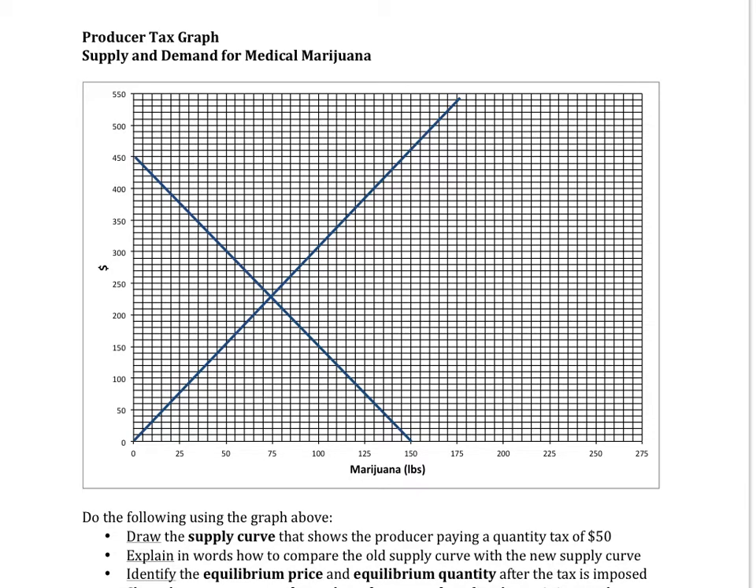Okay, so this video is the second video in the series of tax videos, and what we're starting to look at now is how do we, in imposing a tax, how do we graph it, and what are the implications. So this video is strictly going to deal with a producer tax graph. Again, it's based off of the variant reading that was assigned.